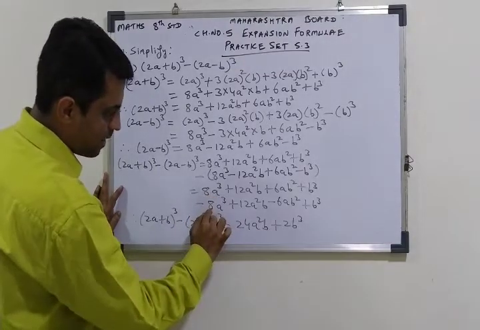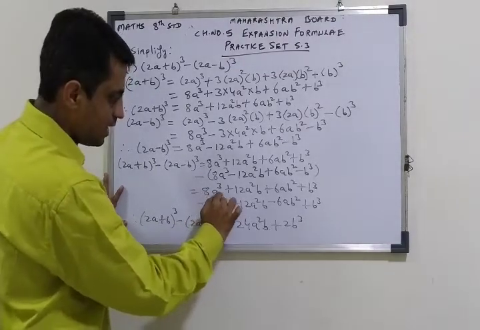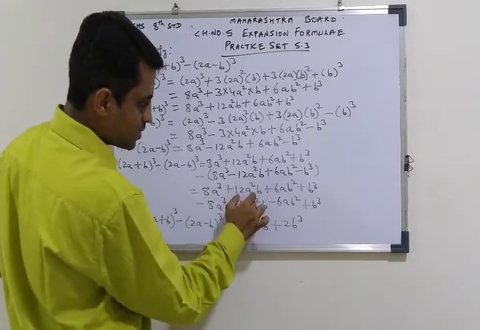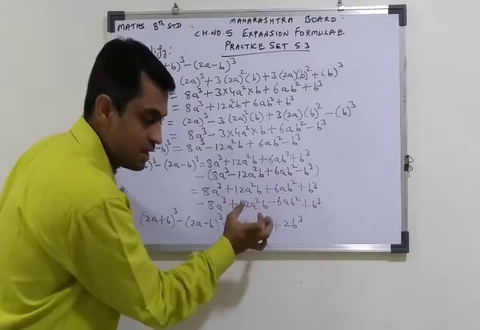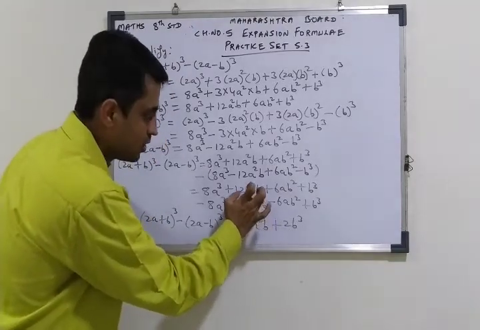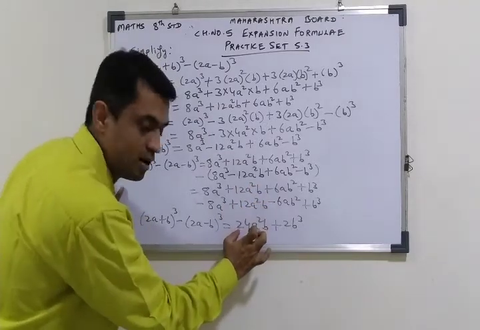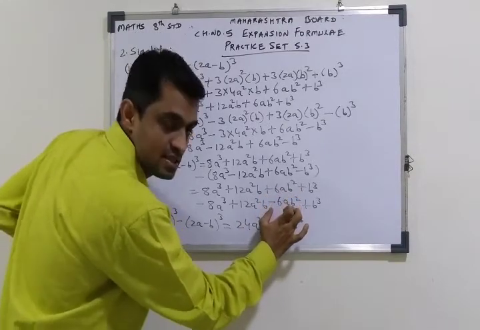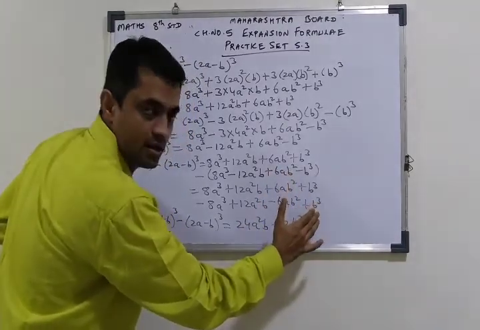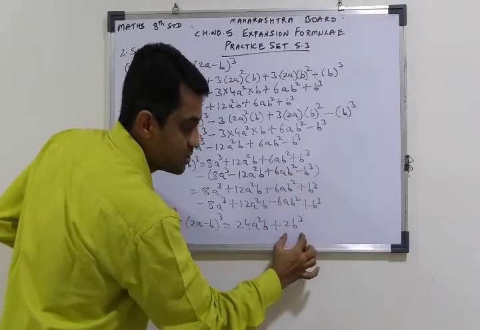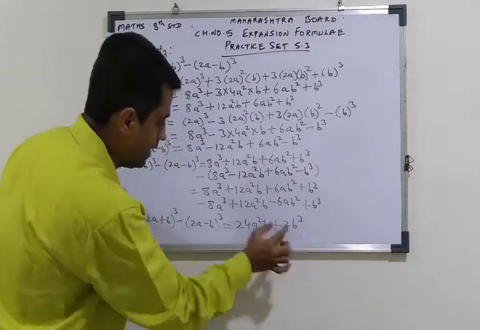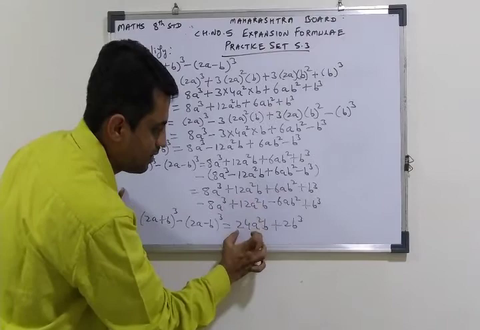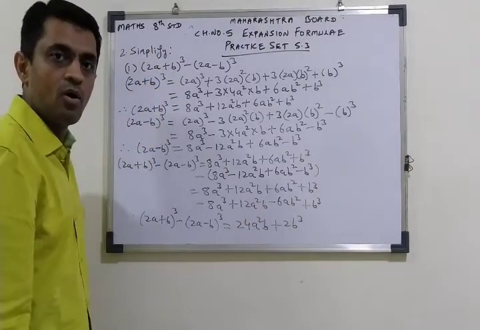Now you see 8a cube minus 8a cube will get cancelled. Positive negative. This will become 12a square b plus 12a square b. See, like terms are written below each other. So 12a square b plus 12a square b is what? 24a square b. Plus 6ab square minus 6ab square get cancelled. So that becomes 0 again. And b cube plus b cube is what? 2b cube. Clear everybody? So whatever things get cancelled, we cancel it, and which are added, we write here. Clear? Copy down this one.